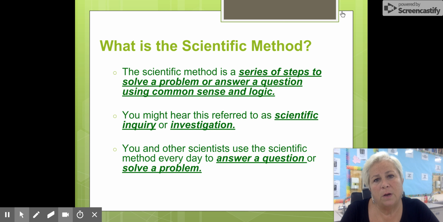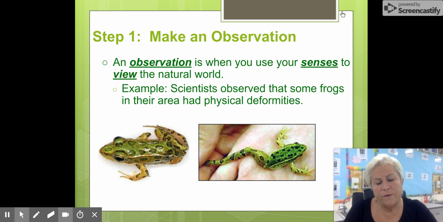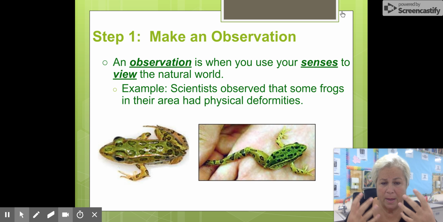Okay, so you and other scientists actually use the scientific method every day to solve problems. You probably just don't realize that you're doing that. Anytime you use logic to solve a problem, it's very similar to what scientists do. Okay, so the first step in scientific method is making an observation. So when you're out and about in the natural world and you use your senses, whether it's your vision or your smell, or I don't know if tasting is really a smart idea, or your hearing or touch, like you measure a temperature, you say, oh, it's really cold in the classroom. Yeah, that's an observation, right?